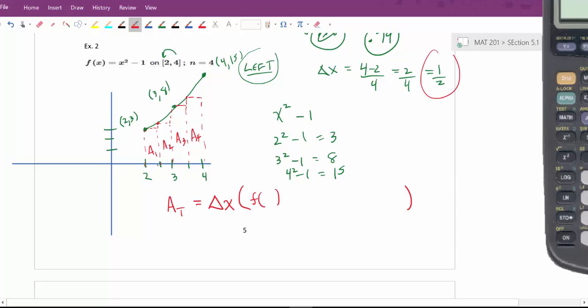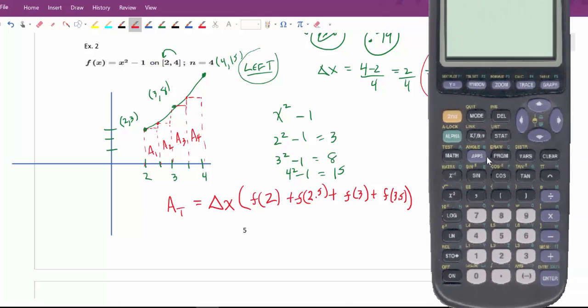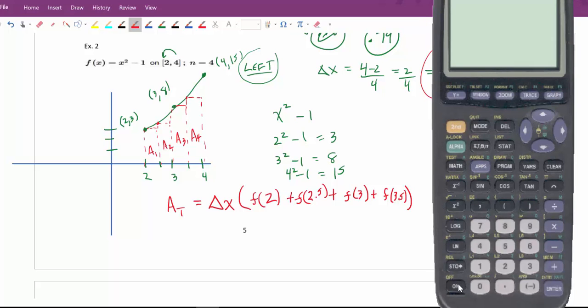So for the first rectangle, what are you going to do? F of what? 2. Good. For the second rectangle, what are you going to do? F of 2.5, right? Okay, for the third rectangle, what are you going to do? F of 3. And then for the fourth rectangle, you're going to do F of 3.5. So we're going by halves, like that. Okay, does that look good? Okay, now let's just keep doing what we've been doing, mostly using technology on this.